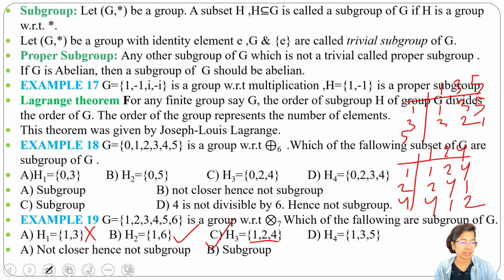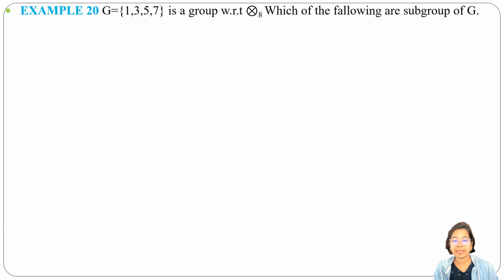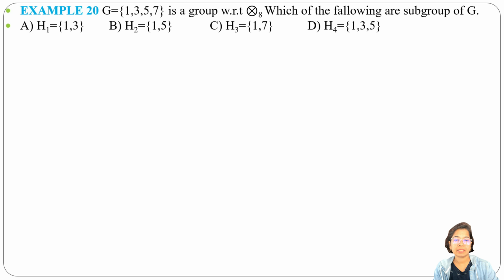You can clearly see we got 2. So we found option A and option D are not subgroups as they are not closure, while option B and option C are subgroups. Next, example 20. G equals 1, 3, 5, 7 is a group with respect to multiplication modulo 8. Which of the following are subgroups of G? Four options are given.